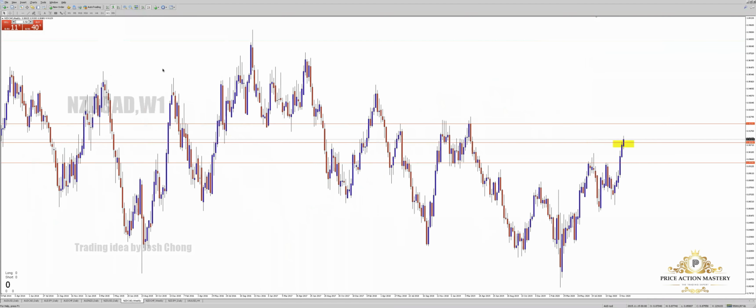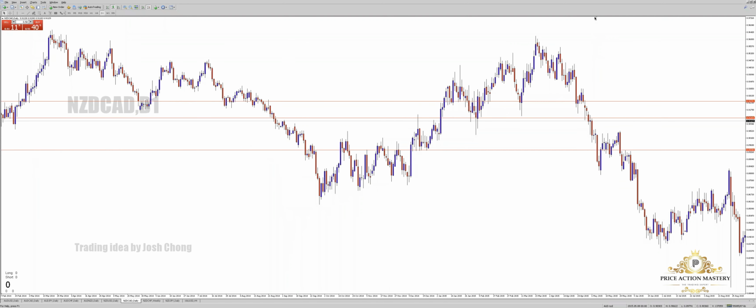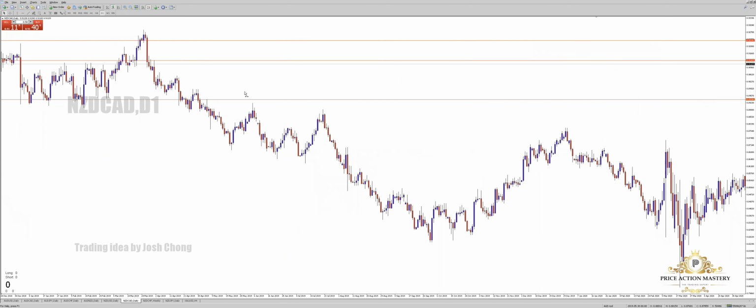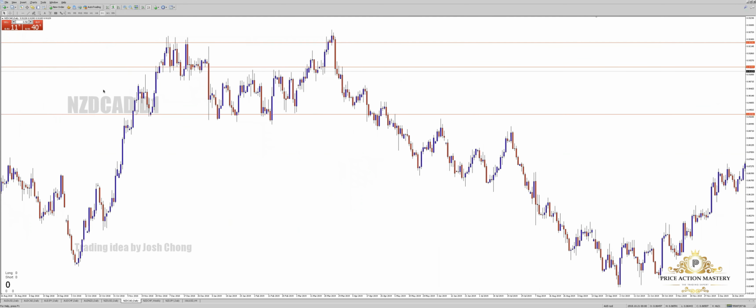So New Zealand CAD. Let me place the key level again. Yeah, this is a very good key level, and this is a very good key level. They fulfill the A grade requirement. So in the lower time frame, let's look for any key level that is able to give us a trade or opportunity.